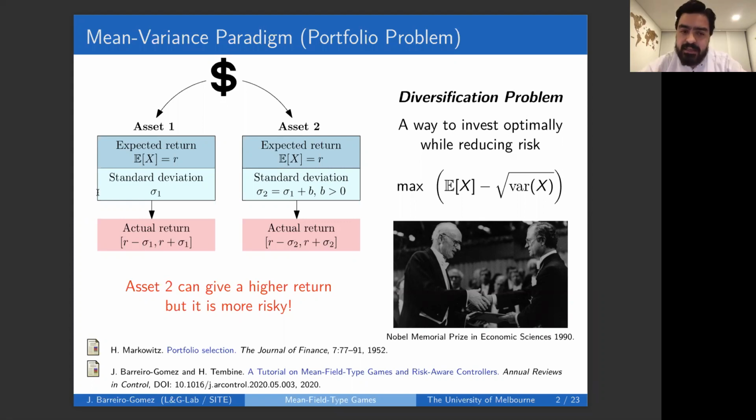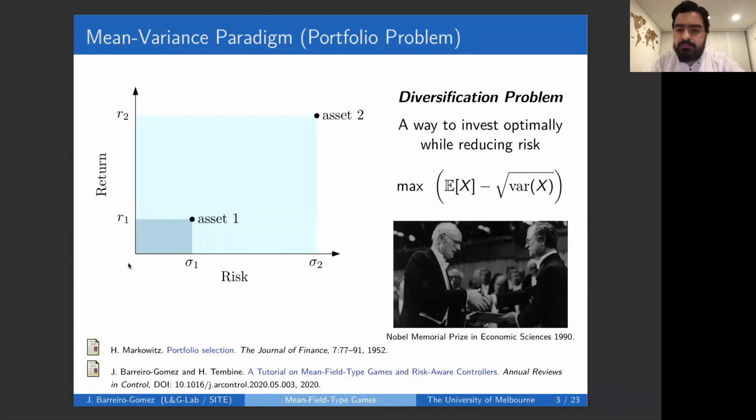The important thing here is that the actual return is going to belong to these ranges, depending on the selection we make. The message in this slide is that in asset number 2, we can potentially have a higher return, but at the same time, we're going to have more risk associated to it, because of the standard deviation. This problem is known as a diversification problem, and it was introduced by Professor Harry Markowitz, who is in this picture on the left side. The objective is summarized by means of this expression. What we want is to maximize the expected return, but at the same time, minimize the risk. So we want to minimize the volatility.